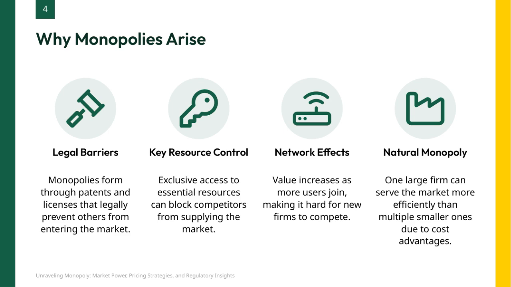Another factor is network effects. As more users join a network, the value of that network increases, making it tougher for new companies to compete because customers tend to stick with the largest or most connected provider. Finally, natural monopolies occur when one large firm can serve the entire market more efficiently than multiple smaller ones, often due to cost advantages from economies of scale. These four factors together explain why monopolies can develop and persist in different industries.